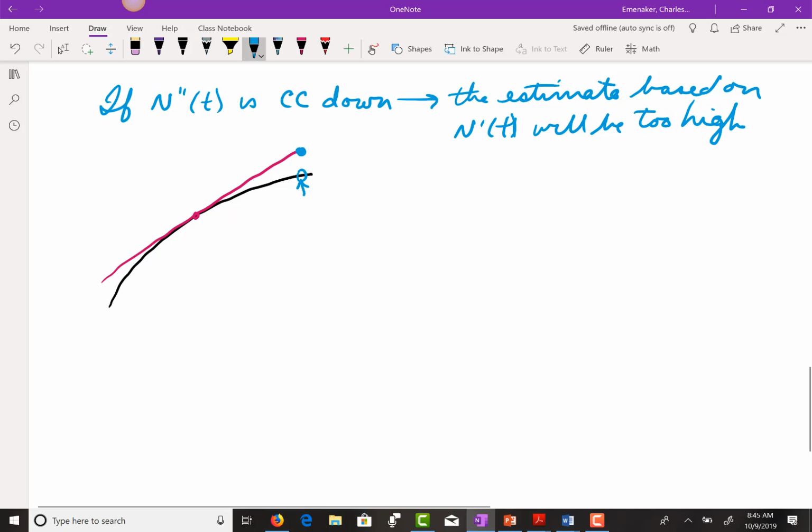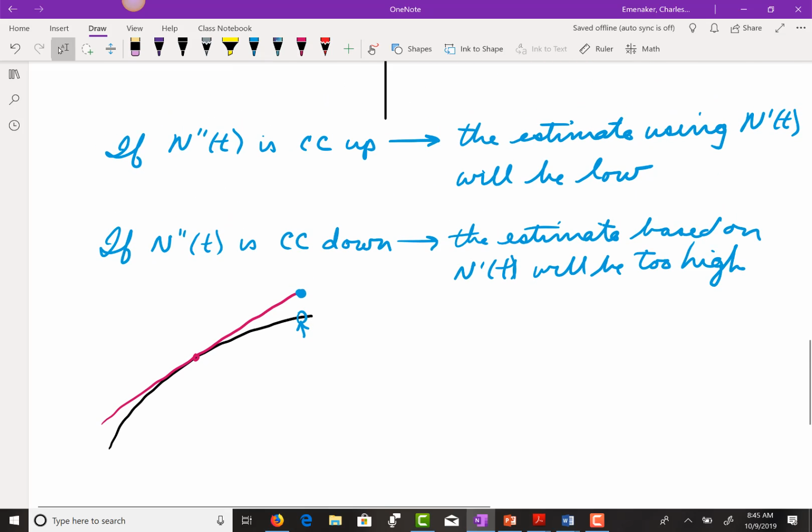Does that make sense to everybody? This stuff is really important, because not only do you need to get an estimate, that'll come from the first derivative, but you then need to have some understanding about the direction in which this estimate is skewed. Is it too high or too low?